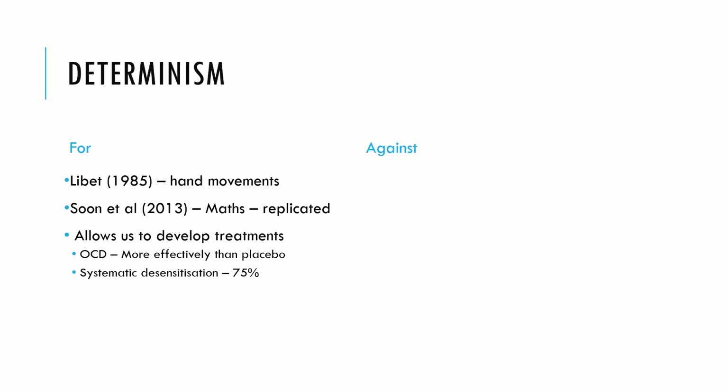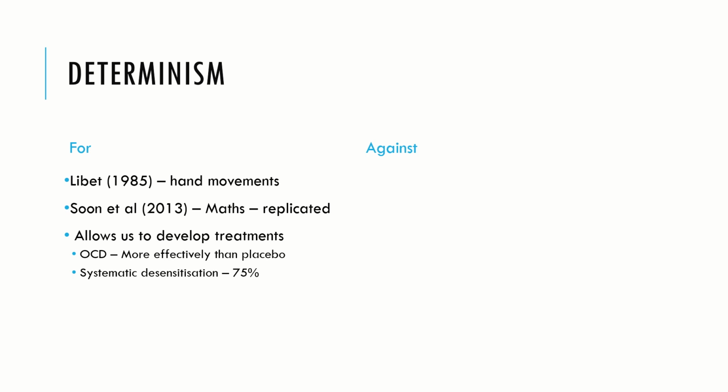And the same with systematic desensitization. You could choose either of these. OCD is obviously biological determinism, and systematic desensitization is environmental determinism. We've associated a fear stimulus with a fear response, so systematic desensitization works to counter condition those behaviours so that the fear stimulus causes a relaxation response.